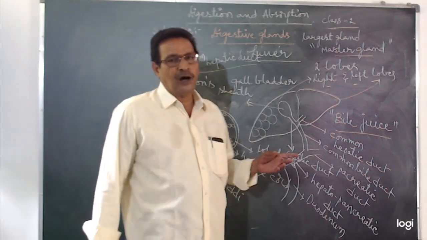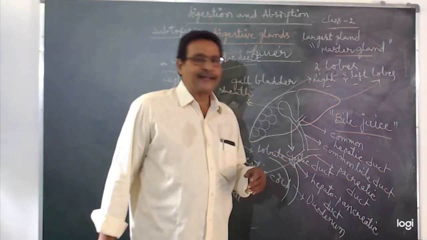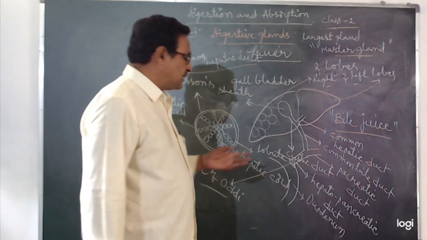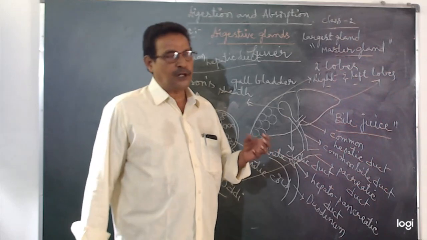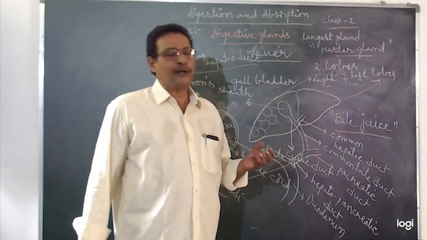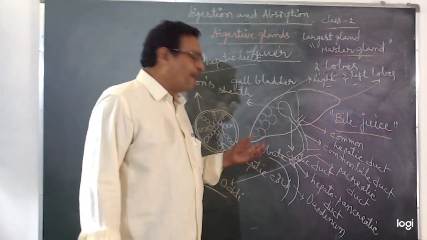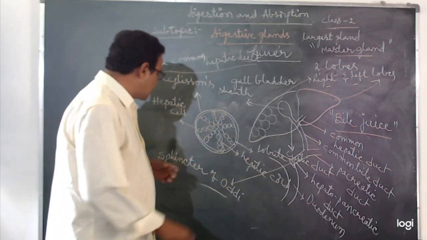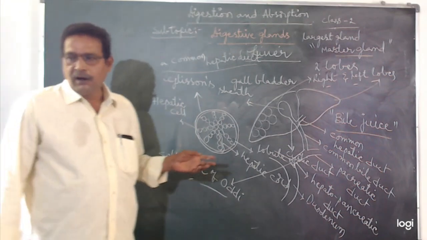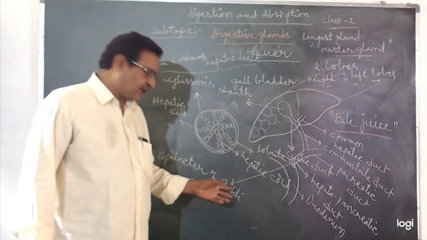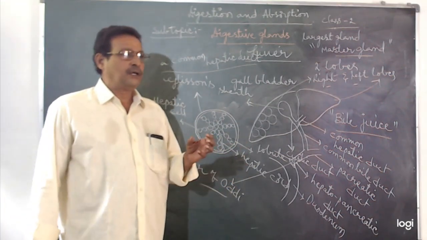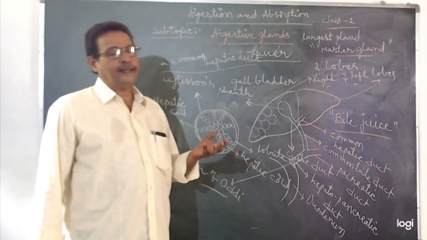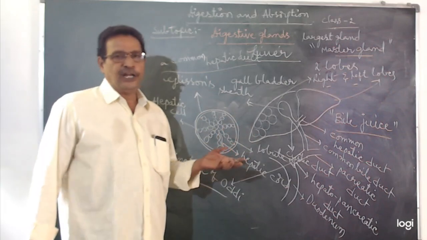At the opening of this hepatopancreatic duct into the duodenum, the flow of juice is regulated by a sphincter. That opening is guarded by a sphincter. That sphincter is called sphincter of Oddi, which regulates the flow of both bile and pancreatic juice into the duodenum.